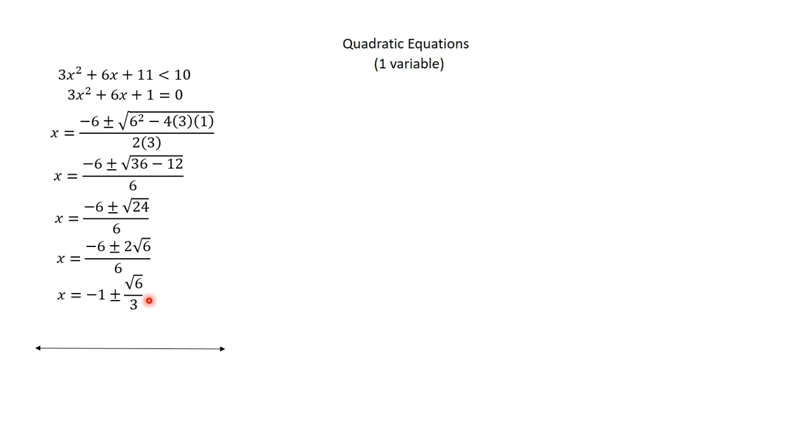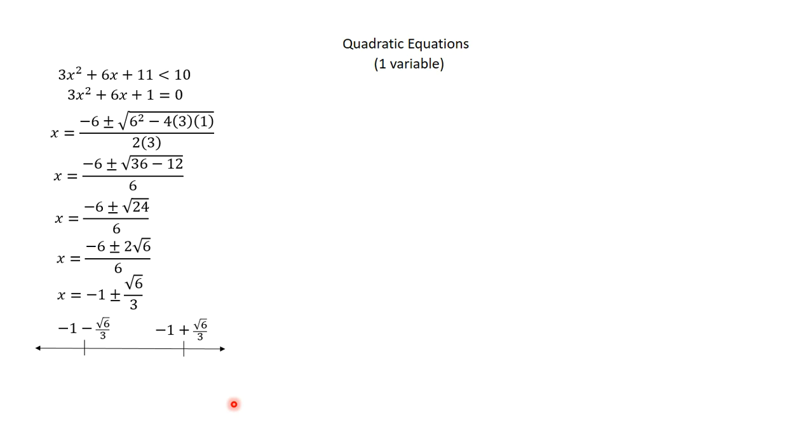Get a number line. We're going to have negative 1 plus root 6 over 3, and negative 1 minus root 6 over 3. Which of those two things is going to be the smaller of the two? Minus. Right? Because if we add, we make it bigger. If we subtract, we make it smaller. So the subtraction one's going to be the smaller of the two, which means the addition one's going to be the bigger of the two. Now we need numbers to plug in. Well, what is negative 1 minus root 6 over 3? I don't particularly know, don't particularly care. It does not matter.